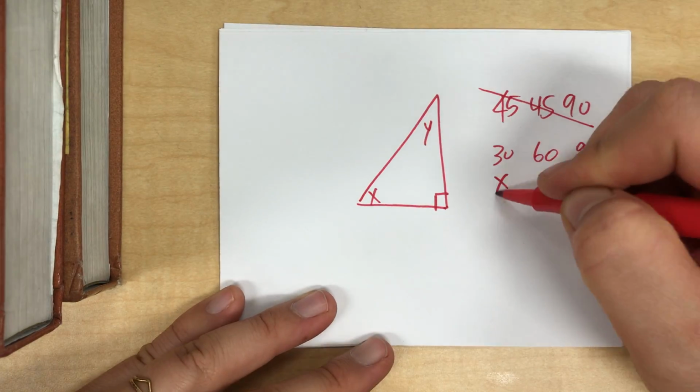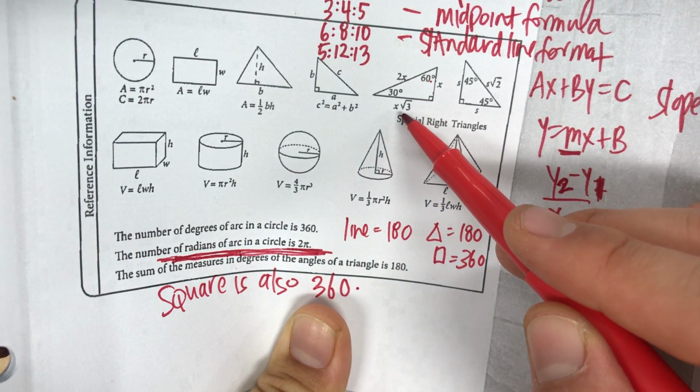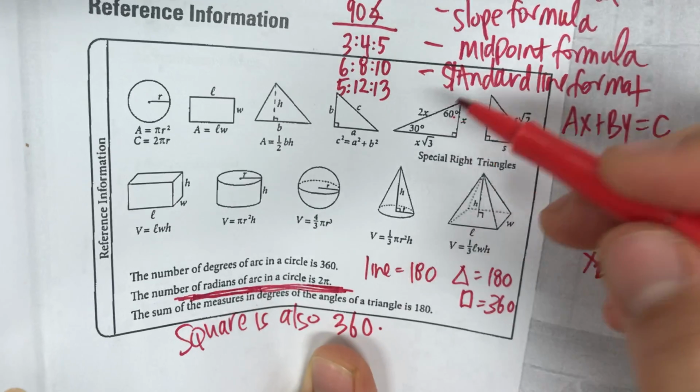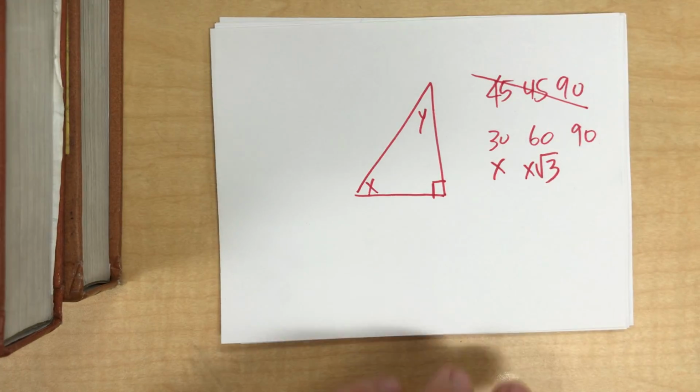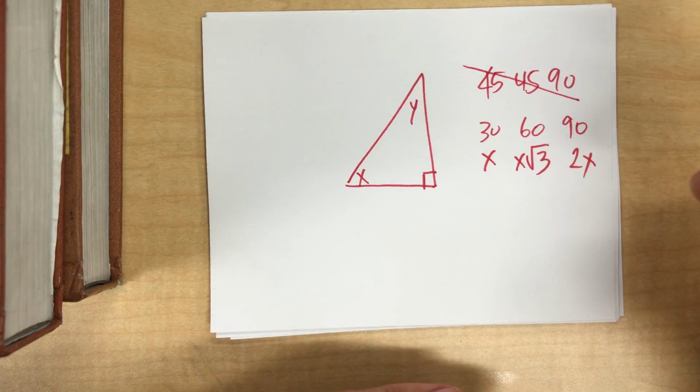I'm going to put that down here. Across from the 60 is the X square root 3. And then across from the 90 is the 2X. For me personally, as a non-math teacher, I always forget this, so I need to write it down just for myself.